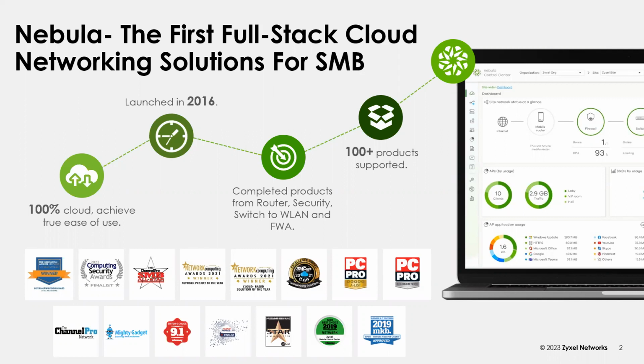So you see here on the title there, we are the first full stack cloud networking solution for SMB. You can see we got started and launched this all the way back in 2016. So we've been doing this for quite a while now. So what do we mean by full stack? What we mean by full stack is you can manage the core components of your network. So switches, access points, firewall gateways, things like that. And it was targeted at the SMB space.